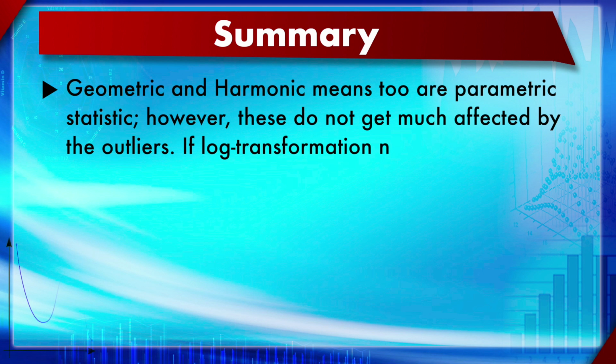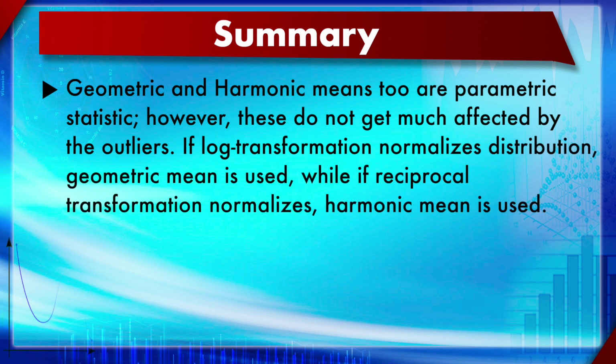Geometric and harmonic means are parametric statistics. However, these do not get much affected by the outliers. If log transformation normalizes the distribution, geometric mean is used, while if reciprocal transformation normalizes, harmonic mean is used.